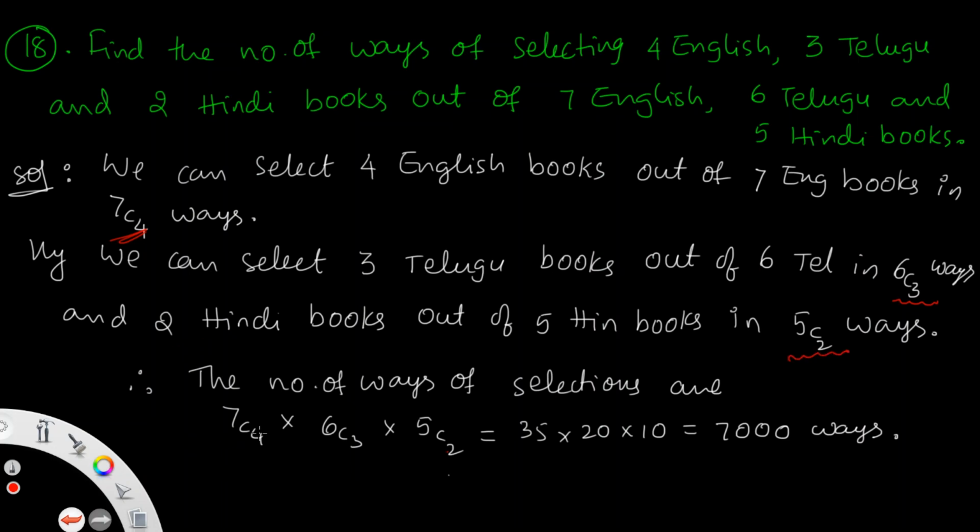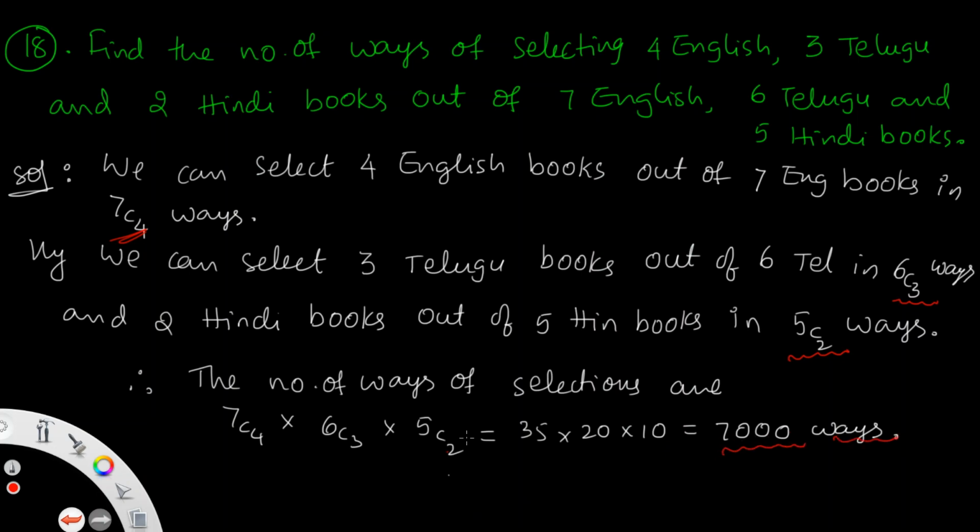Therefore, the number of ways of selecting is 7C4, and altogether means we multiply, 6C3 and 5C2. 7C4 is 7 into 6 into 5 by 3 into 2 into 1, then you get 35. 6C3 is nothing but 6, 5, 4 by 3, 2, 1, then you get 20. 5C2 means 5 into 4 by 2 into 1, that becomes 10. The total answer is 7,000 ways.